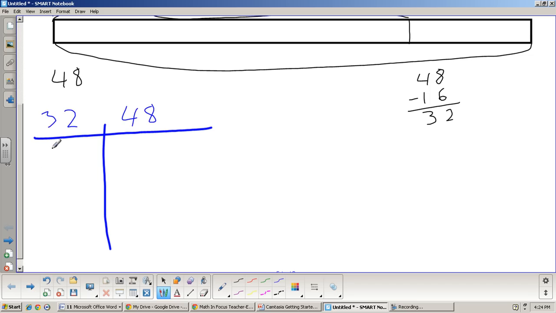Well, I know for 32, it's 2 times 16. 3 doesn't work, 4 works, 4 times 8. 5 doesn't work, 6 doesn't work, 7 doesn't work, 8 works. So I'm done because I came back to the number again. Let's go to 48. 2 times 24, no. 3 times 16, aha! 16. 16 goes into both.